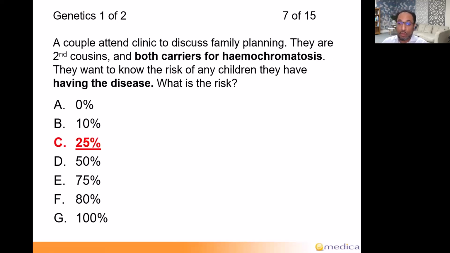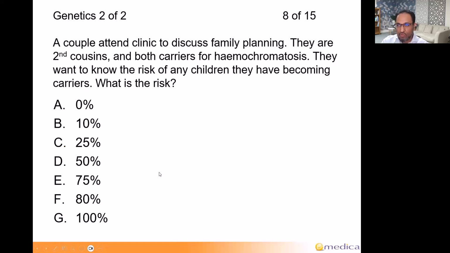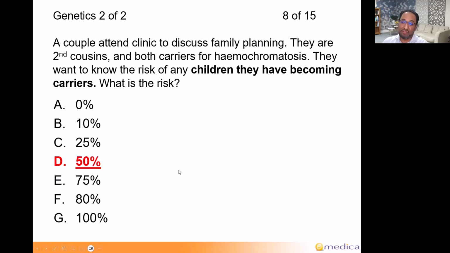So the correct answer is 25%. When both parents are carriers for a recessive condition, the chance that the child actually has full-blown disease is 25%. Whereas the second one in the set, number 8, remember extended matching questions come in sets of 2, 3, 4 or more. In this case, they're asking what's the risk that their child, like them, is a carrier? Well, the risk that you become a carrier if both your parents are carriers for an autosomal recessive condition is 50%. Okay, so D is the right answer.